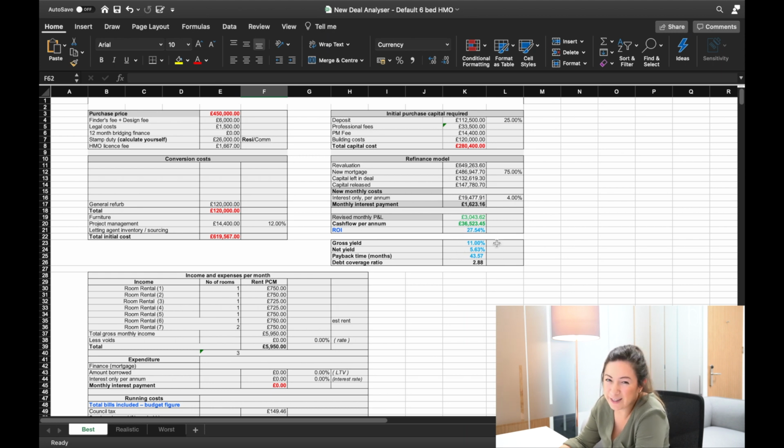If you look at yields and things like that, it also gives you your yield and your net yield and your payback time over however many months, and your debt coverage ratio. So that's the tool that we use.